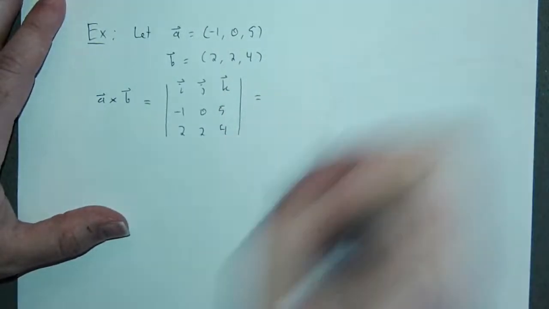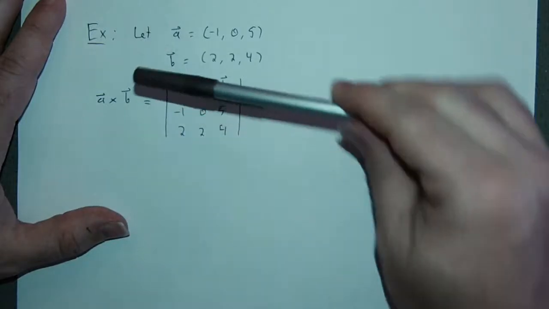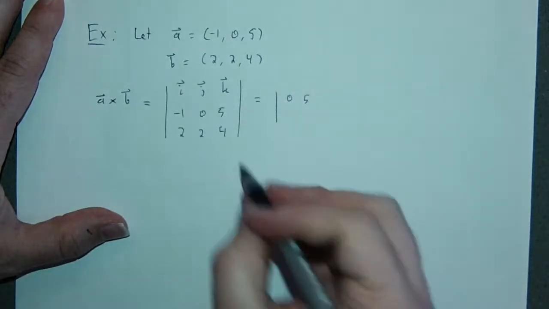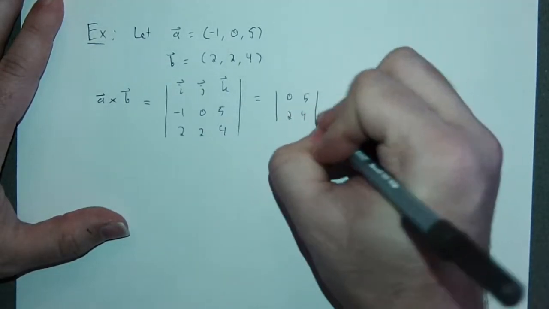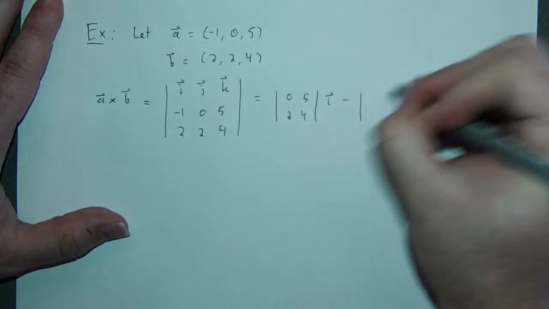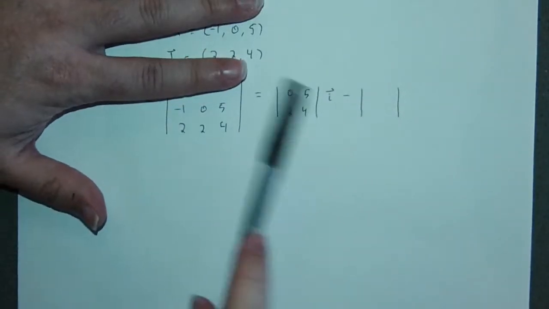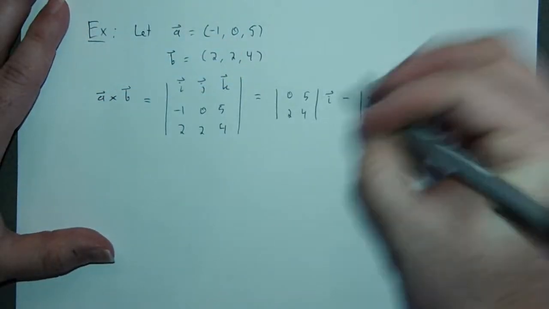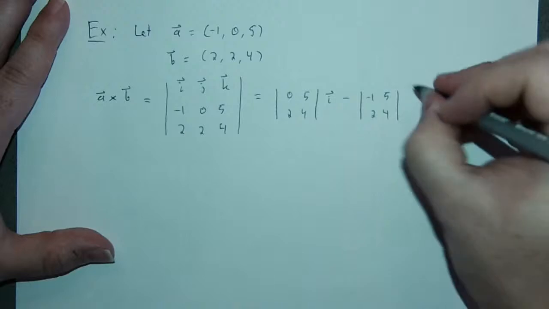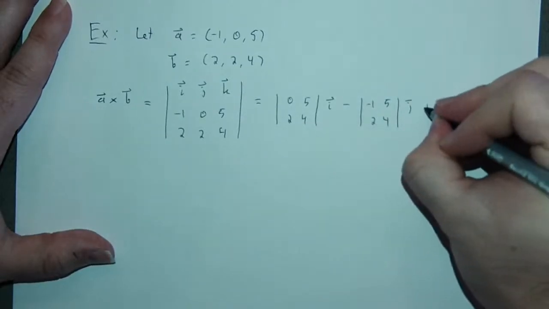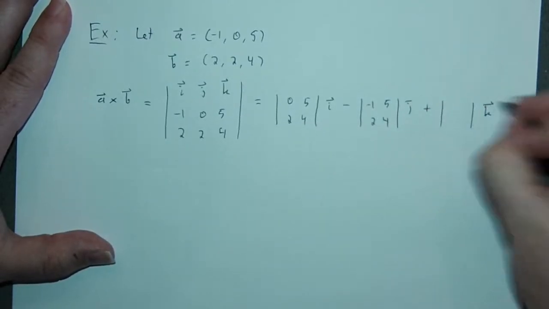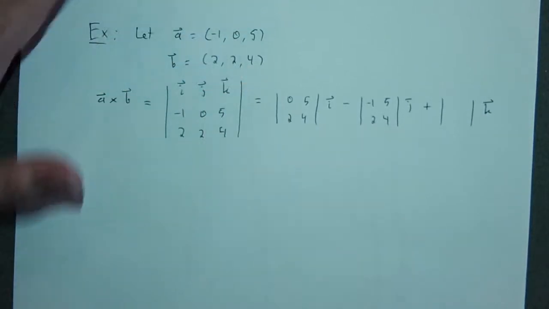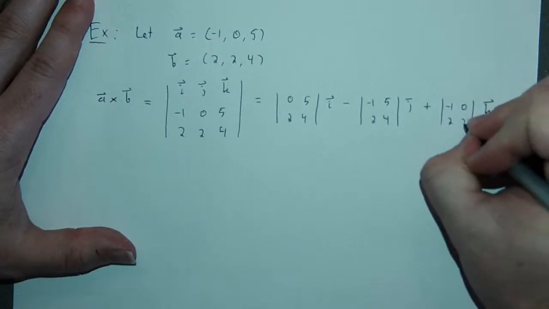Now, what does this lead to? So this would be, I'm covering first column, first row. So this is the determinant of the 2 by 2 submatrix 0, 5, 2, 4 times i, minus the determinant of, again, covering top row and middle column now, so this is -1, 5, 2, 4, times the vector j, plus the 2 by 2 determinant of something times k. I'm covering first row, last column, so this is -1, 0, 2, 2.